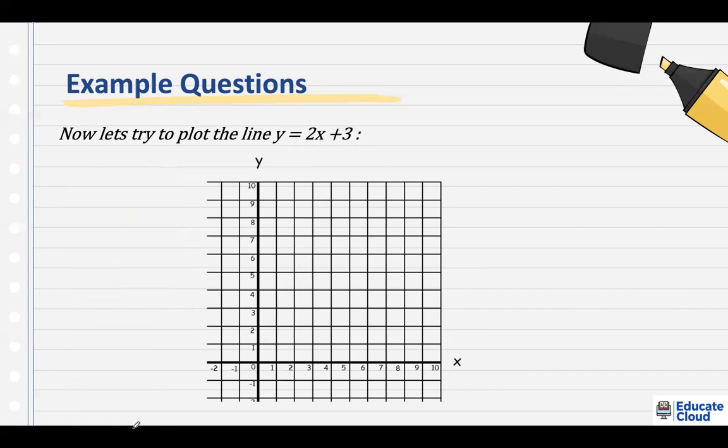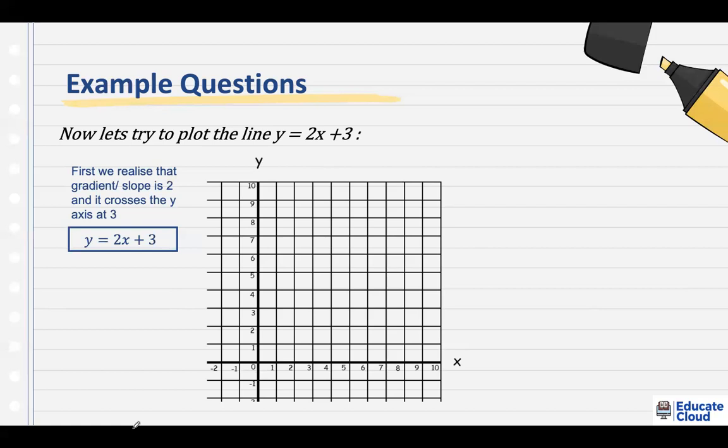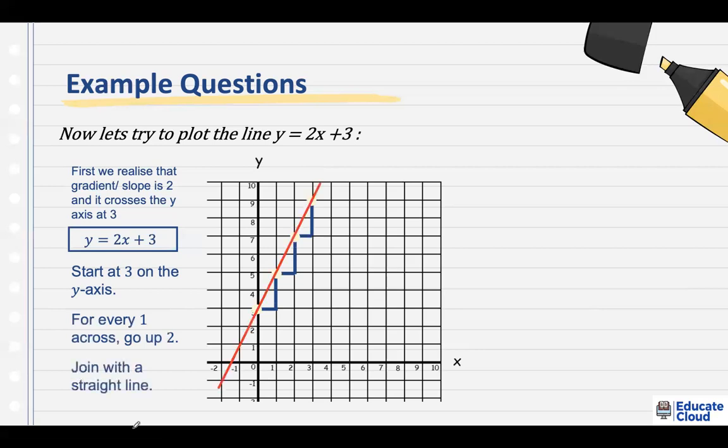All right, have a go at this: y = 2x + 3. So we realize 2 is the gradient, 3 is the y-intercept. We start at 3. We know the gradient's 2, so for every 1 across, we must go 2 up. So 1 across, 2 up, 1 across, 2 up, 1 across, 2 up. And just join it all up with a straight line.